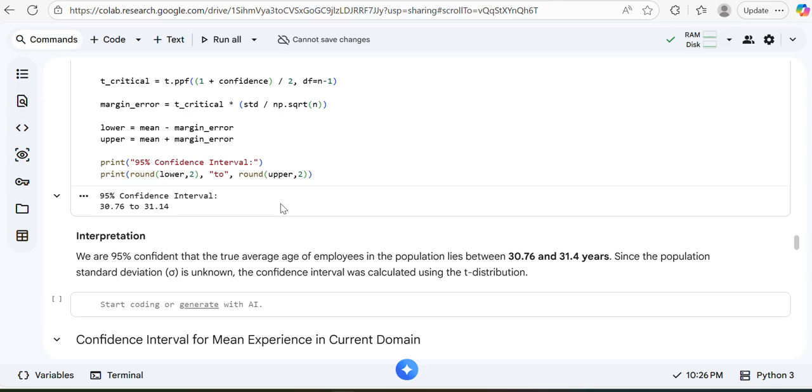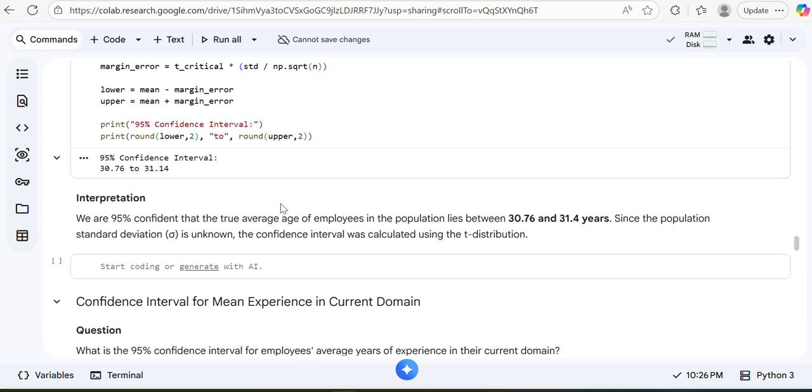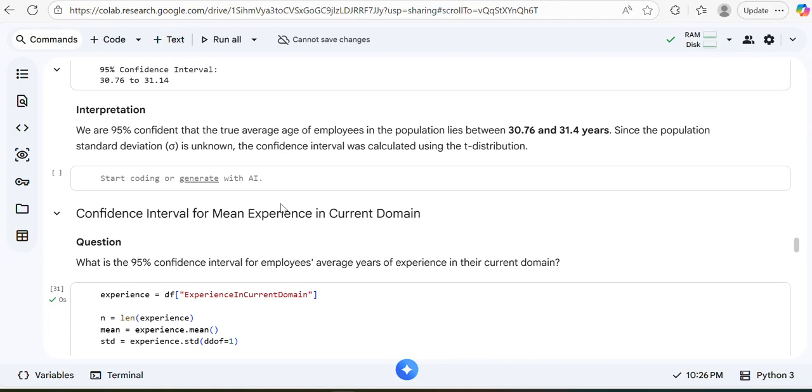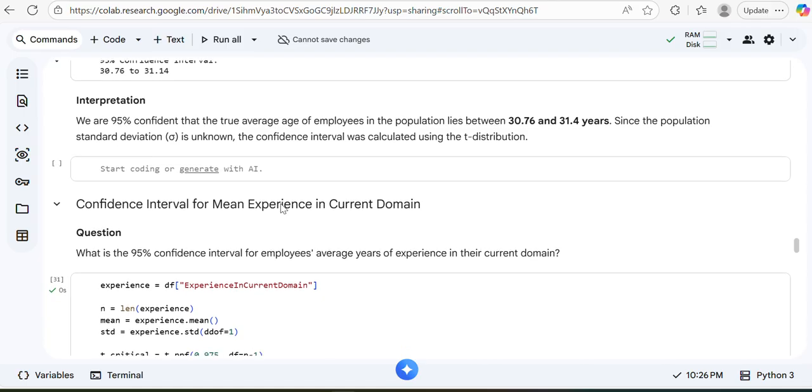The second confidence interval estimated employees' average experience in the current domain. The 95% confidence interval ranges between 2.58 and 2.7 years. Finally, I estimated the proportion of employees who left the company. The confidence interval indicated that the true employee turnover rate is between 37.45% and 41.18%.